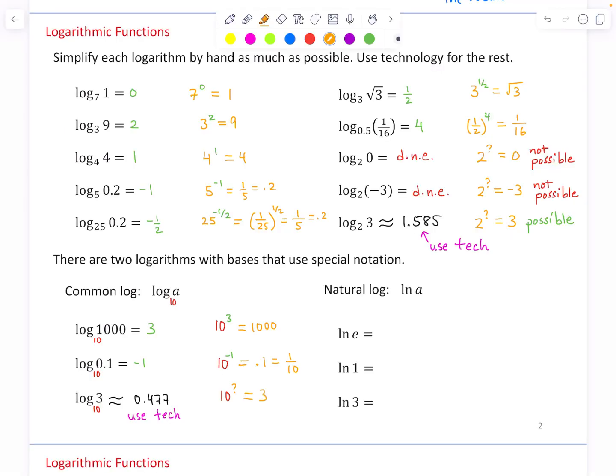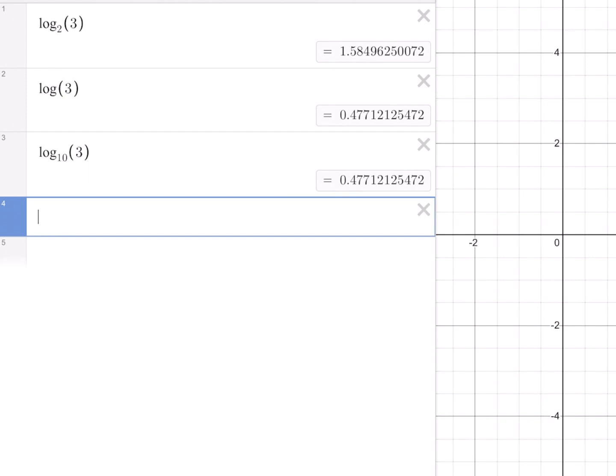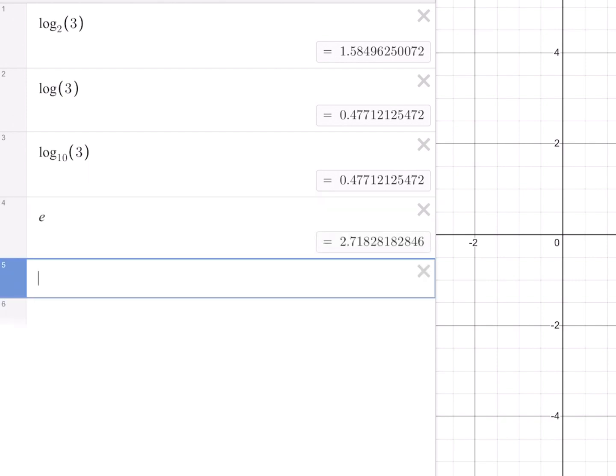Now there's a second special logarithm called a natural log. It's written ln of a. And a natural log is simply a logarithm whose base is the irrational number e, called Euler's constant, where e is about 2.718. To see it with more precision, simply type in lowercase e into Desmos, and it gives you a more precise but rounded version of e. E is also an irrational number, meaning the decimals go forever without a repeating pattern.